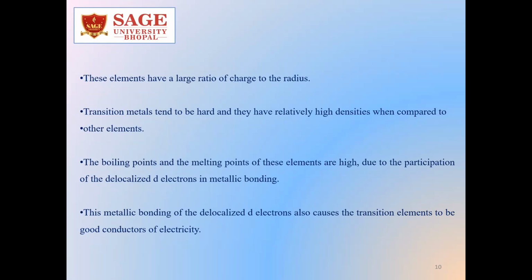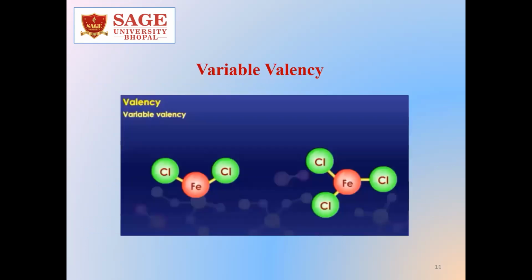Boiling points and melting points of these elements are high due to the participation of the delocalized d electrons in metallic bonding. And also this metallic bonding of the delocalized d electrons causes the transition elements to be good conductors of electricity. So these are the general trends we can see in all transition elements, particularly along a row.